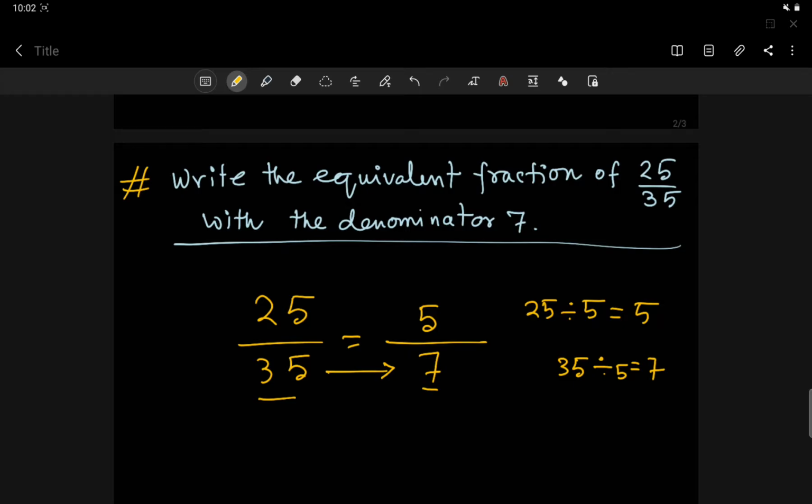For this question, you have to find out how to find 7. Since it is 35 and it is 7, if I multiply by a number, it will be bigger than the number. So here you have to divide. So 35 by 5, you will get 7. Similarly, you have to divide the numerator by the same number, that is 5, then you will get 5. So 25 by 5, you will get 5.